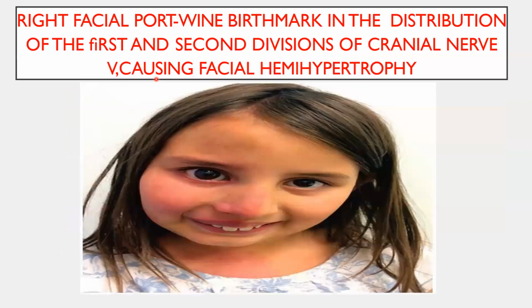Next. Again, one more Sturge-Weber syndrome. This is involving the facial 5th nerve distribution, first and second divisions. That is causing facial hemihypertrophy due to this port-wine stain involving the blood vessels of the V1, V2 distribution.